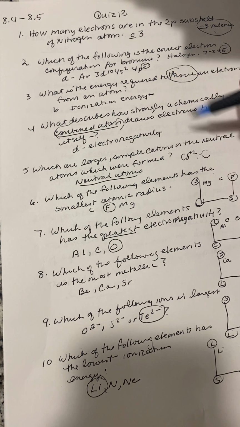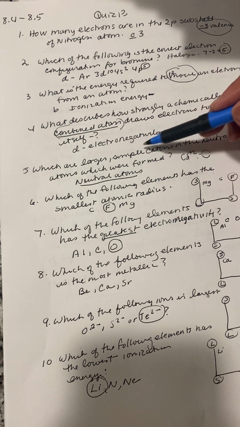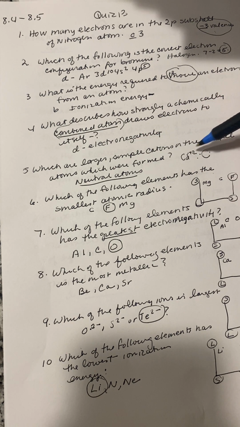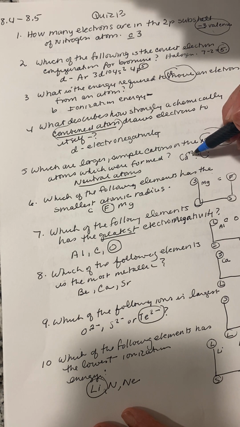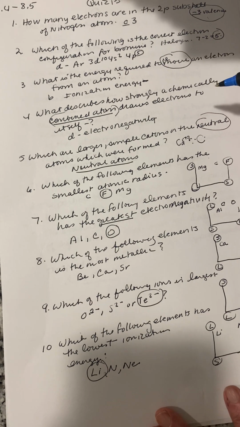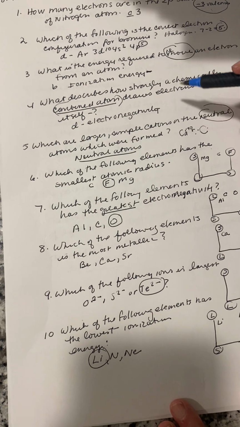So which are larger? The neutral atoms. The simple cations with the positive charge are smaller, because the electrons are gone.